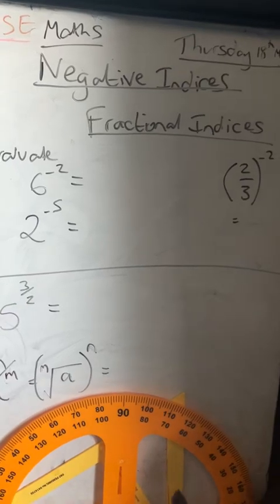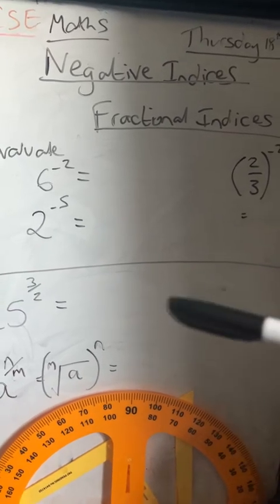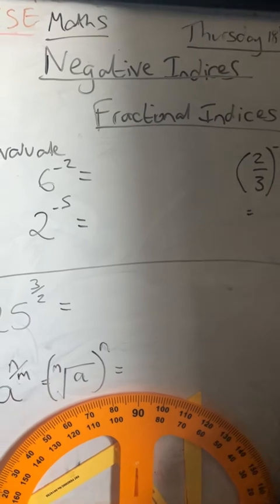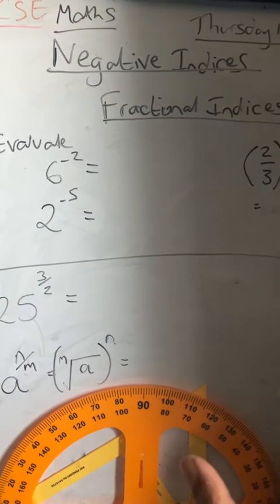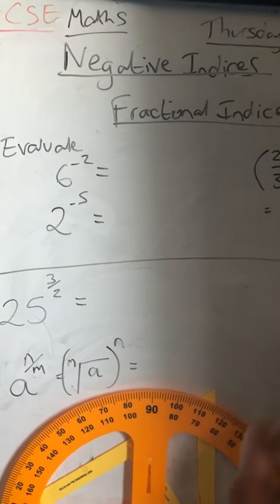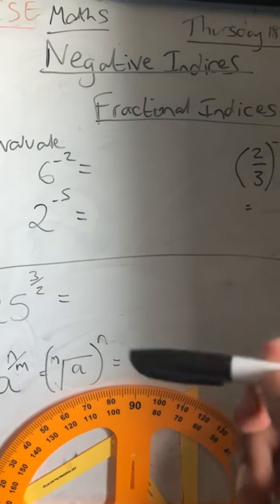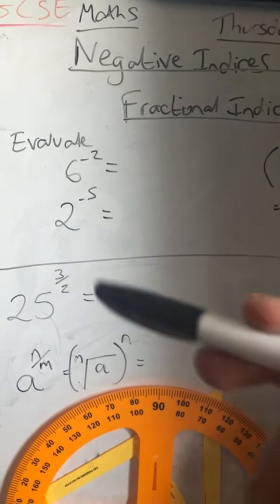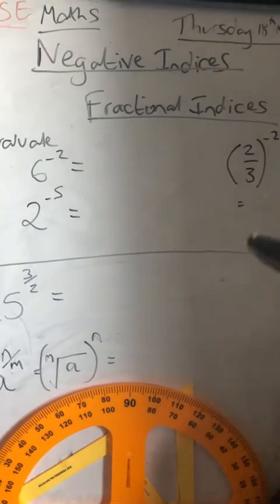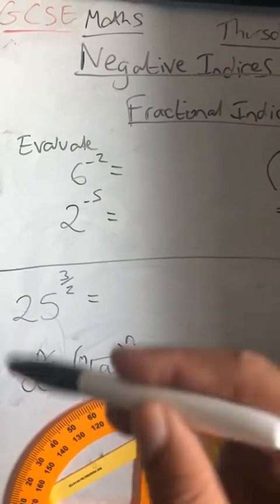GCSE 9-1 Maths, a recap and a revision lesson on negative and fractional indices in roughly 1 minute 30 seconds. Okay, so let's go. Looking at negative indices, guys. The first section is negative indices, and the second section is fractional powers.